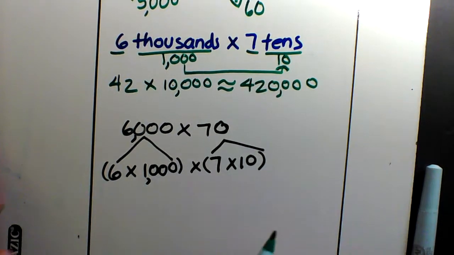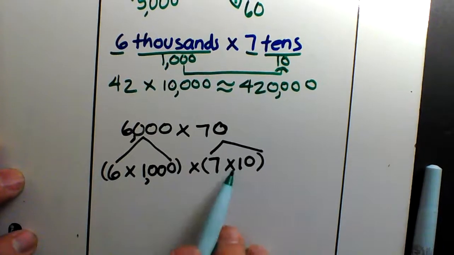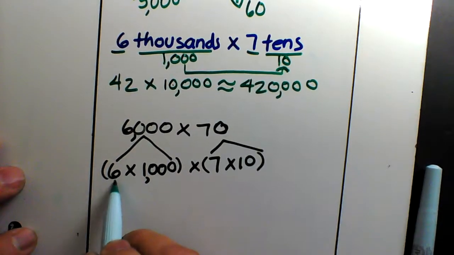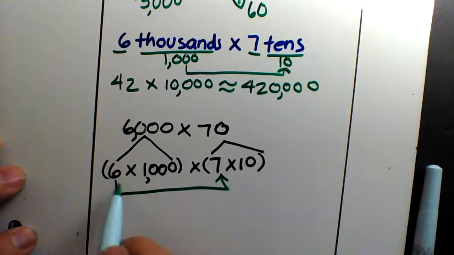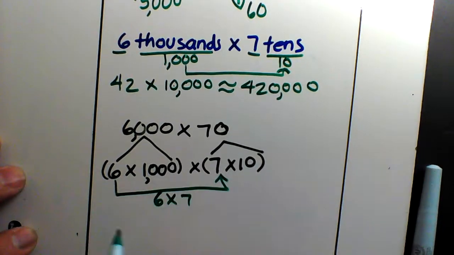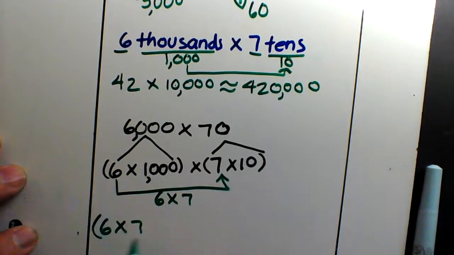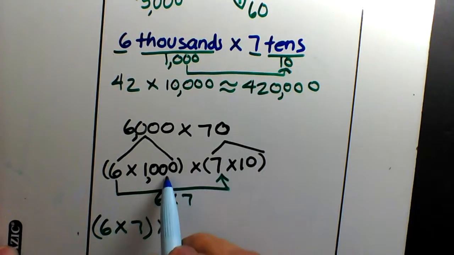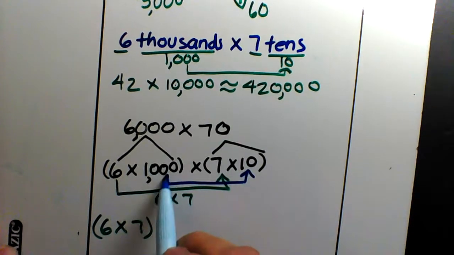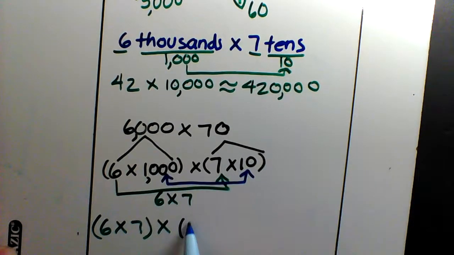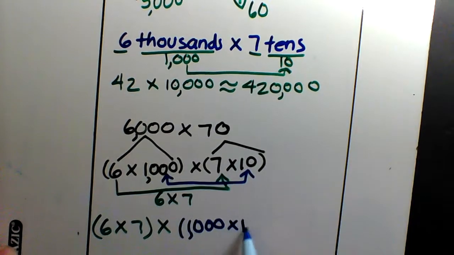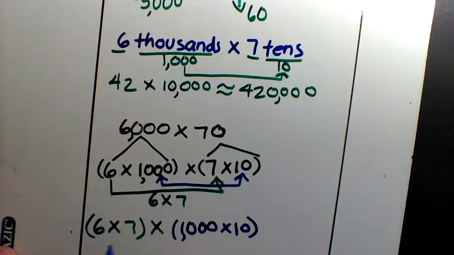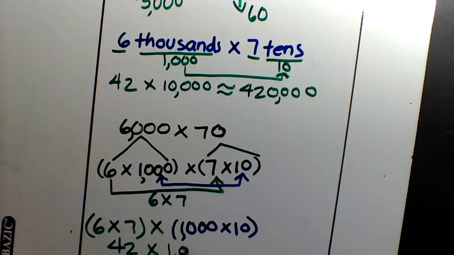We're going to commute the numbers in multiplication. The numbers can move around without affecting the product. So we're going to make a multiplication with 6 times 7, times the next multiplication, which will be created by the 1,000 times 10. So we're going to write that one down. 1,000 times 10. When you multiply those, you know that 7 times 6 equals 42. 42 times what is 1,000 times 10? That will be 10,000.